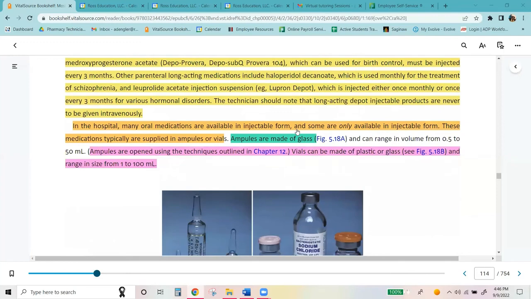In the hospital, many oral medications are available in injectable form, and some are only available in injectable form. These medications typically are supplied in ampules or vials. Ampules are made of glass. They can range from 0.5 to 50 ml. Ampules are opened using a technique outlined in Chapter 12. And if you ever go to your open lab, if you have a campus near you, this is one thing that you should practice when you're on campus, because this is not going to be in your lab kit.